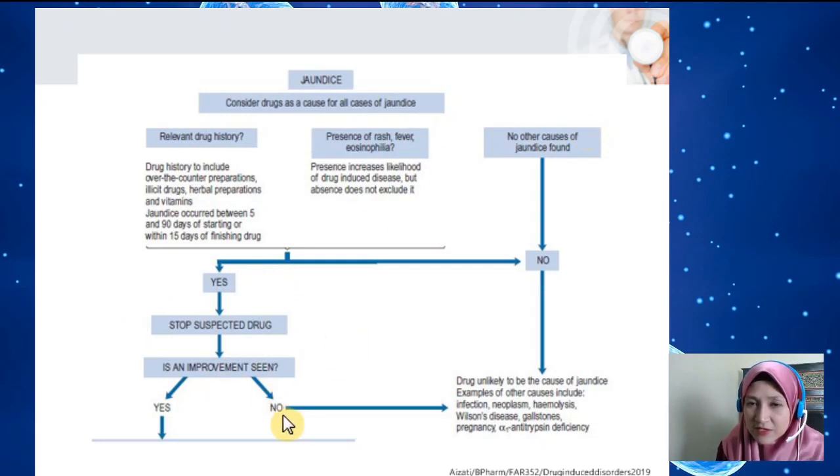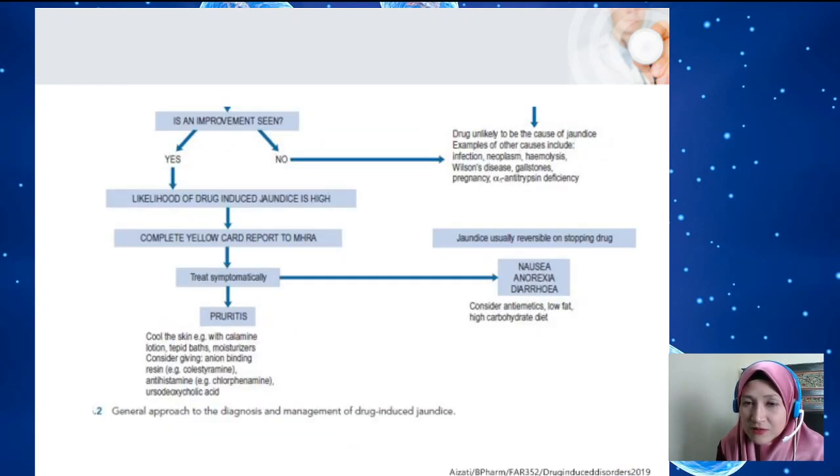So if there is no improvement, then it means that the drug that you suspected is not likely to cause this jaundice. Whereas if there is an improvement seen after the stopping of the medication, then there is a likelihood that the suspected drug is causing the jaundice.